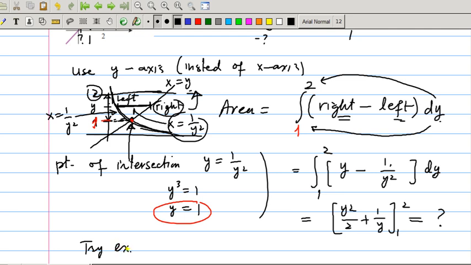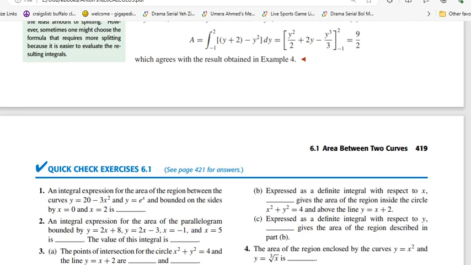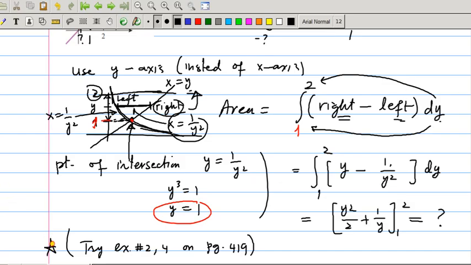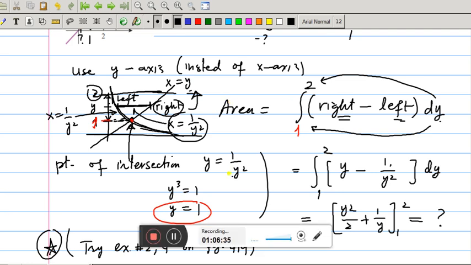So if you look at these exercises again, 2 is from top to bottom. So this is with x, with dx. 4 is from again right to left, because top to bottom is different. Here top to bottom is different. So you should go from right to left. It means you can use y here. So same like 1, and same like 2 is 4. So you can try these questions 2 and 4 on page 419. So I can write here, try exercises 2, 4 on page 419.